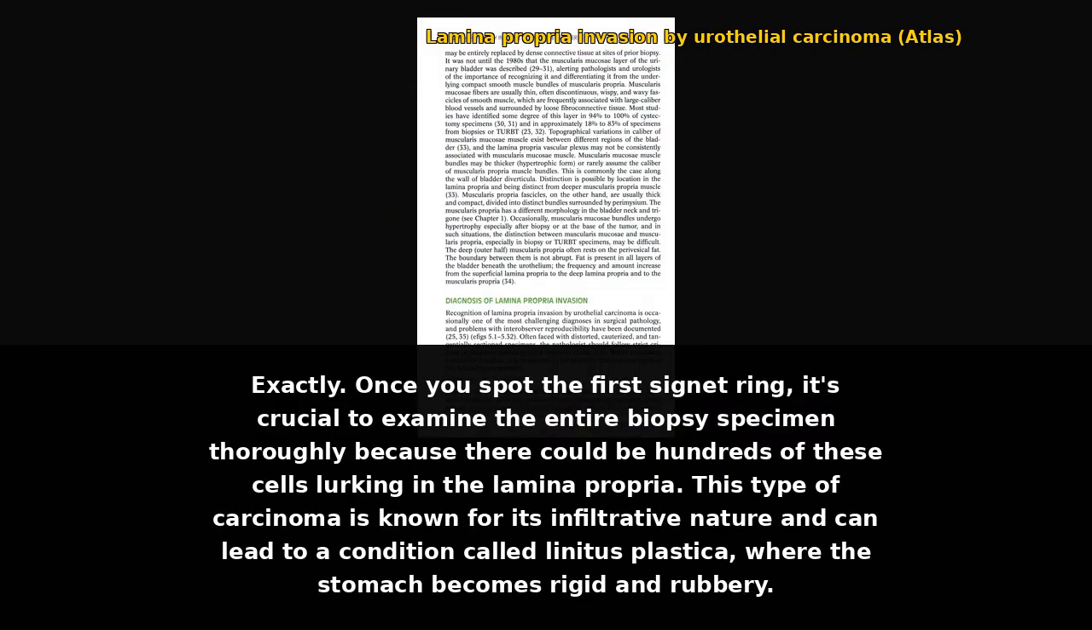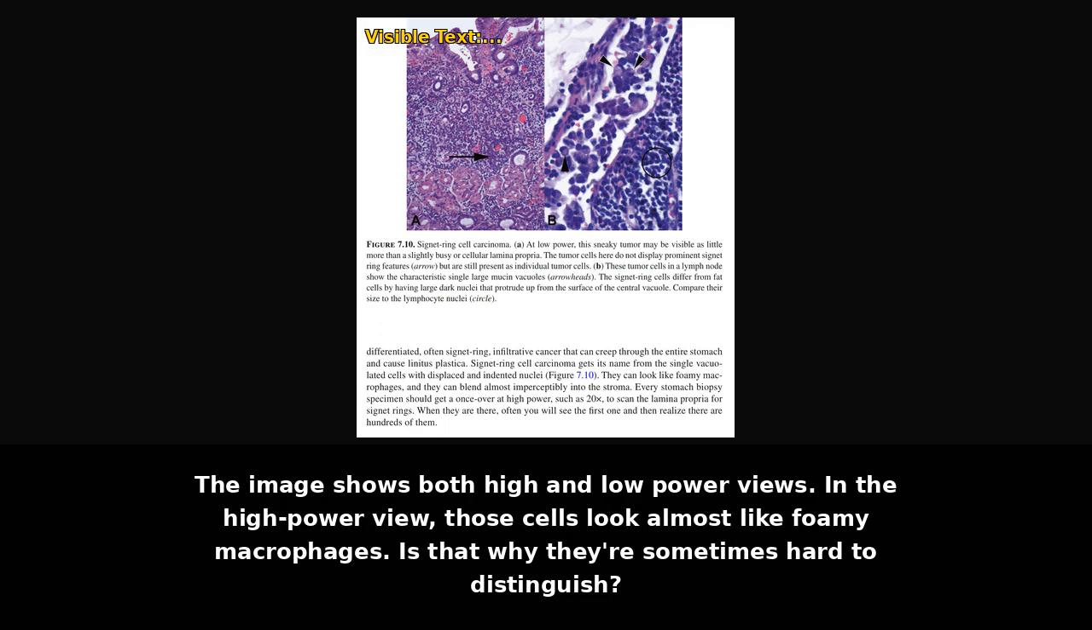Once you spot the first signet ring, it's crucial to examine the entire biopsy specimen thoroughly because there could be hundreds of these cells lurking in the lamina propria. This type of carcinoma is known for its infiltrative nature and can lead to a condition called linitis plastica, where the stomach becomes rigid and rubbery. The image shows both high and low power views. In the high power view, those cells look almost like foamy macrophages.